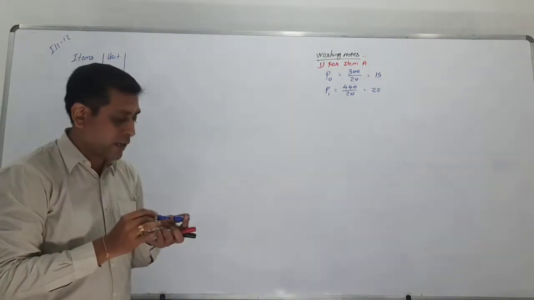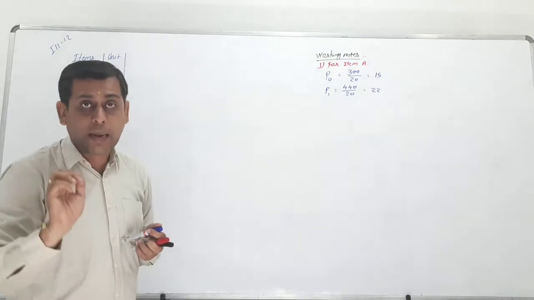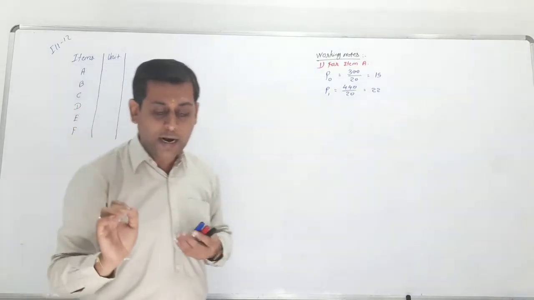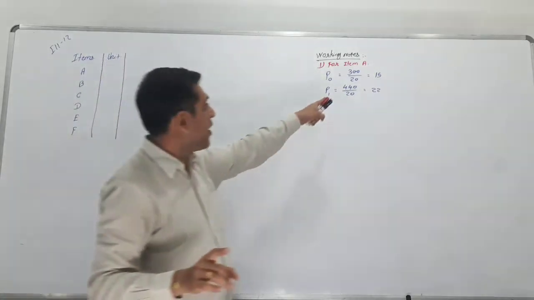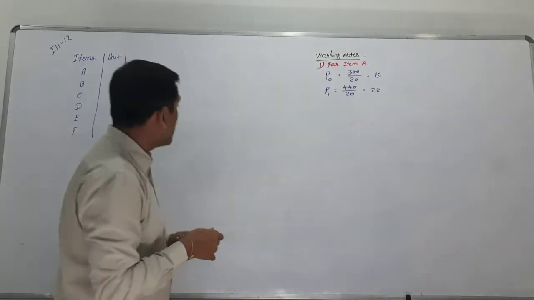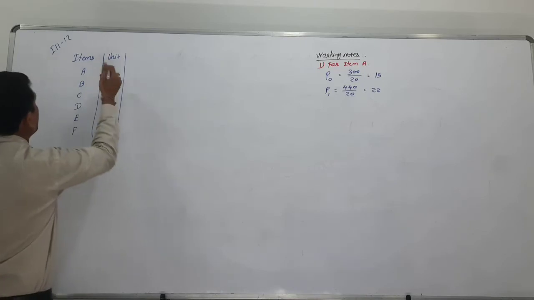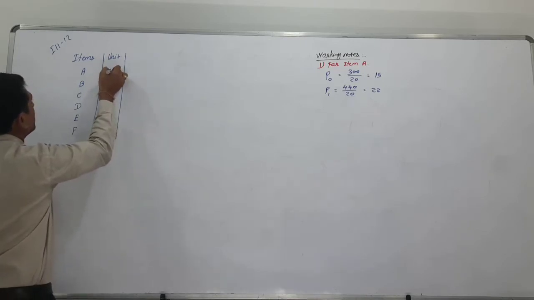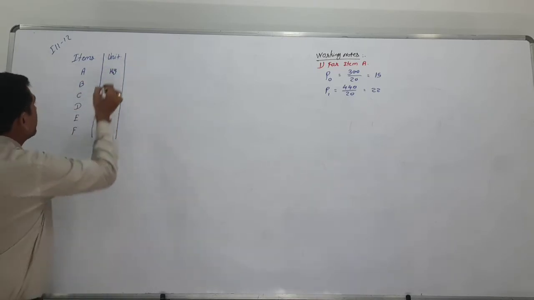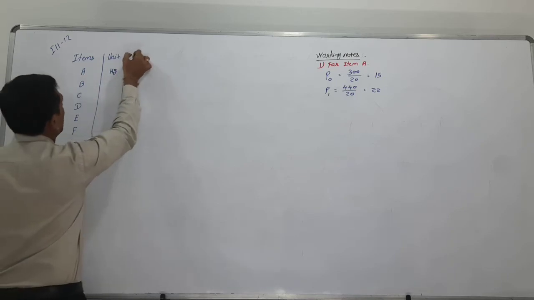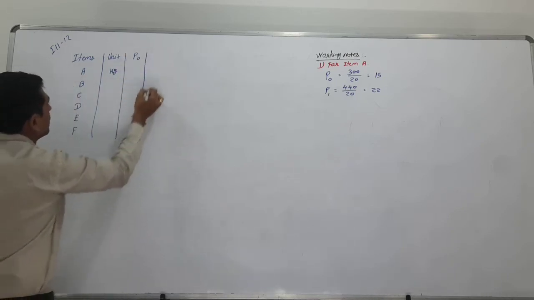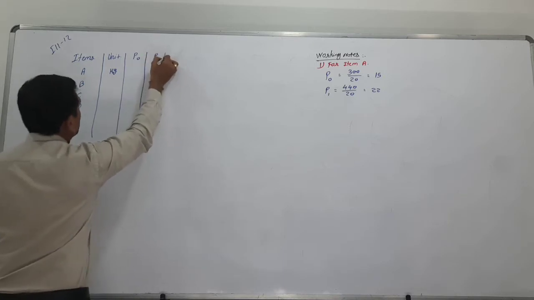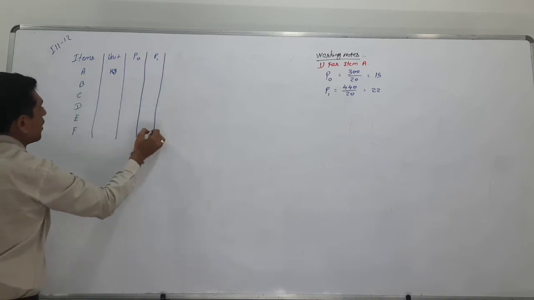So here is the working note for item A, and now we have to write in the unit column. We removed 20 by dividing its price, so in the unit column we have to write kg only, kilogram. Now P0, that is the price, and now P1, that is the price of the current year.